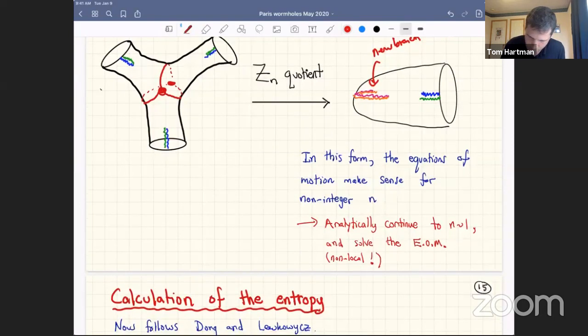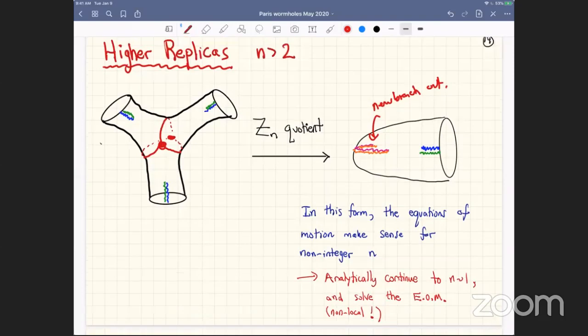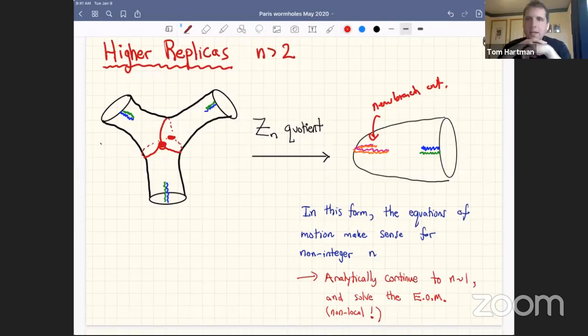Let me, sorry, go ahead. Is it possible to explain in a simple way how you determine the endpoint of this new branch cut, or one just has to look at the equations of motion? For finite n, so say n is 3 or something, the answer is that you just have to solve the equations of motion. It's hard. As n goes to 1, things become much simpler.